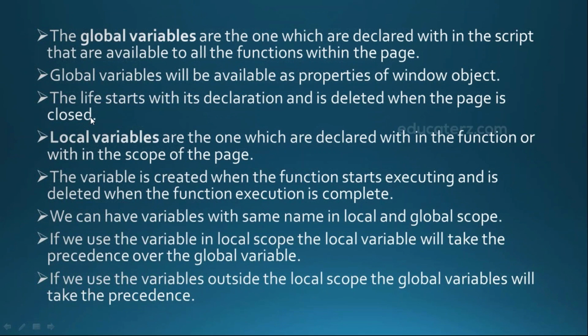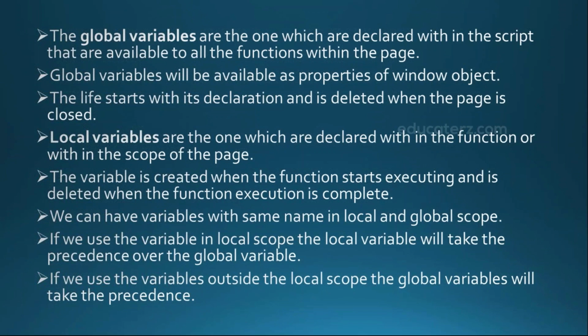So the global variables, when you declare them within the page, are available to every function of the page. It is not related to a local scope. It is always related to the global scope and will be available as a property of the window object. It's not only about the variables. Whatever you declare in the global scope, whether it's a function or an object or a variable, it will be treated as a property of the window object.